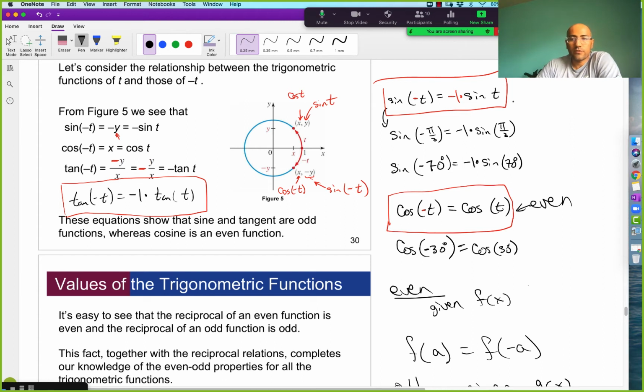Questions? And remember, when we graph an even function, it's a reflection about the y-axis. And when we graph an odd function, it means that the reflection about the x-axis is equal to the reflection about the y-axis.